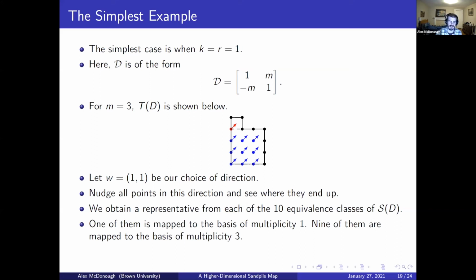And if we chose a different direction, then you might notice that the interior points are going to be associated with the same basis, but the points on the boundary might be different ones depending on which direction we're going in. But no matter what we choose as our direction, as long as it's not vertical or horizontal in this case, we're always going to get 9 points going into this bottom one and 1 point going into the top one.